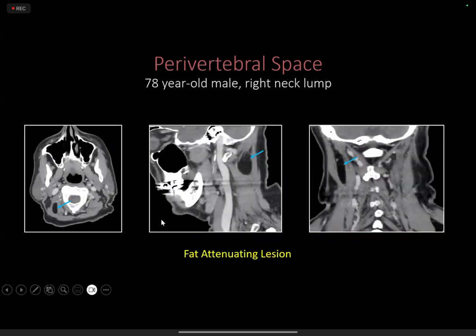All right, so this patient presented with the right neck lump. You can see that there's a fat attenuating lesion that's insinuating within the paraspinal muscles right over here on the right-hand side. A little bit of a closer view on the parasagittal and the coronal images right over here. Again, remember that the perivertebral space contains fat and muscles. This is a fat attenuating lesion. There's no nodularity in it. There's no real enhancement within the lesion as well. And this turned out to be a run-of-the-mill lipoma.